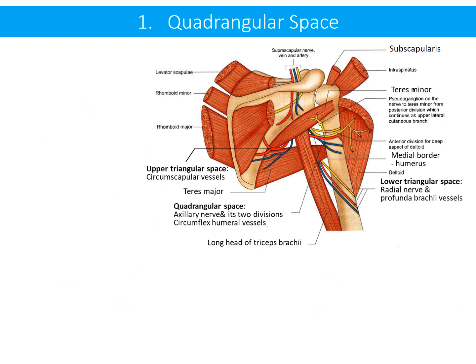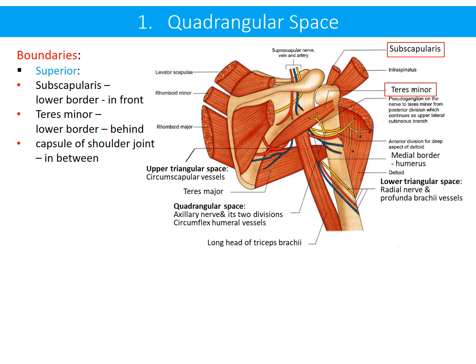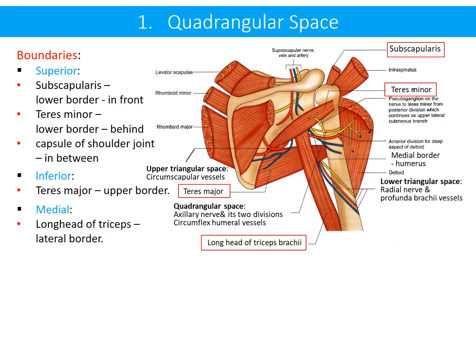First, the quadrangular space. It is bounded superiorly by number 1, the lower border of subscapularis in front, and number 2, the lower border of teres minor behind, with the capsule of the shoulder joint lying in between these two muscles. Inferiorly, it is bounded by the upper border of teres major. Medially lies the lateral border of the long head of triceps, and laterally lies the surgical neck of the humerus.